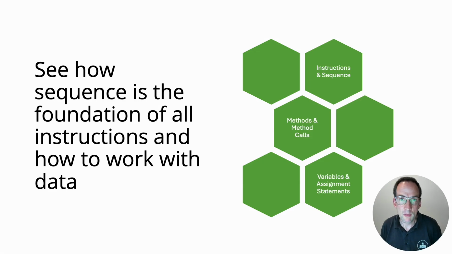The most fundamental thing that we can look at is the idea of sequence. The fact that a program is a sequence of instructions that gets the computer to do something. In this part of the book, part 1, we're looking at programs as instructions. And so here in this chapter, we're looking at how those instructions are a sequence, and you can use data within that sequence to do some interesting things. We're going to look at the idea of instructions and sequence. We'll look at methods and method calls, and then we'll look at variables and the assignment statement.